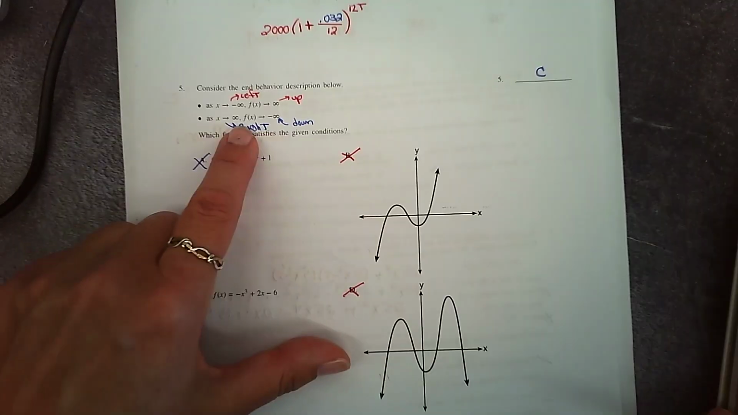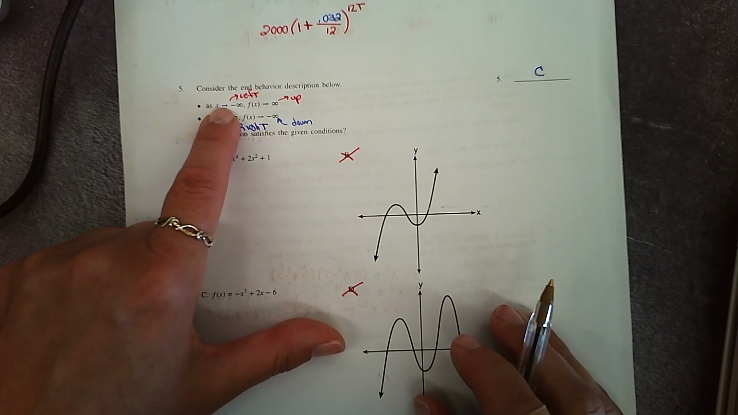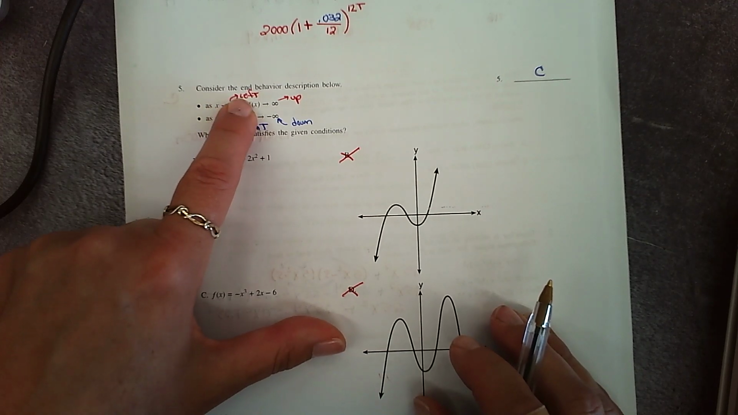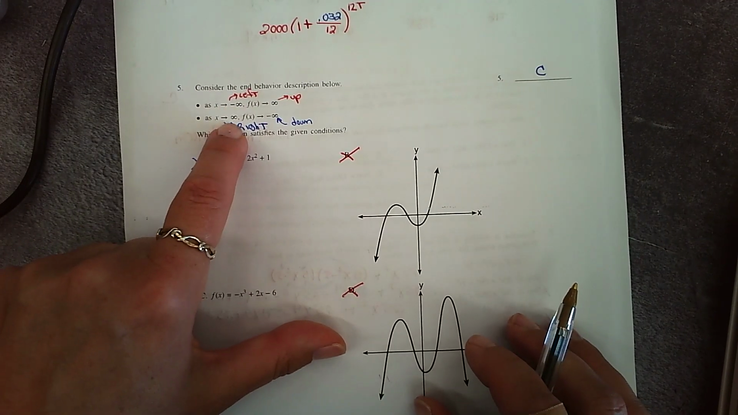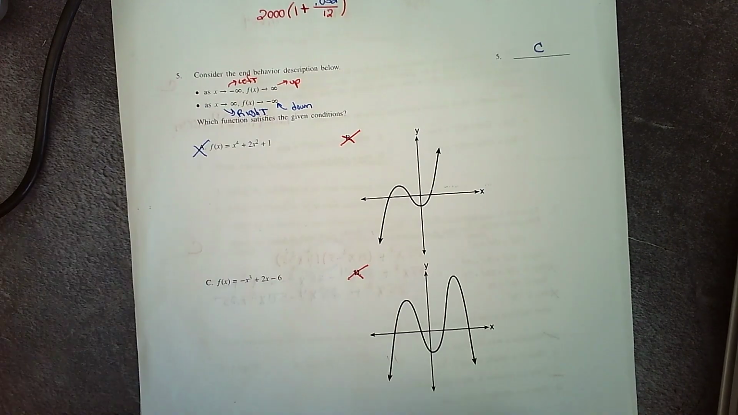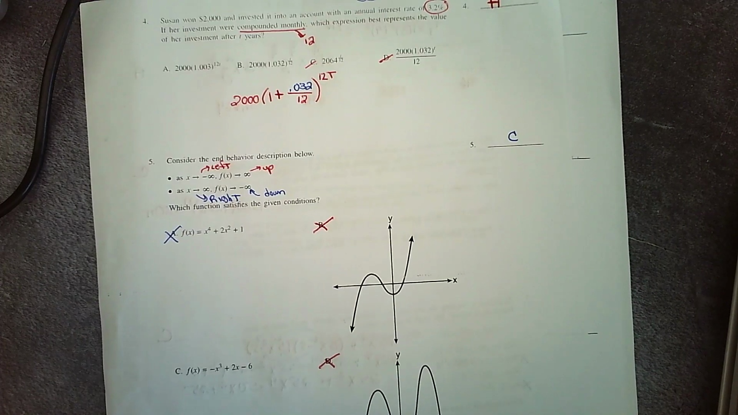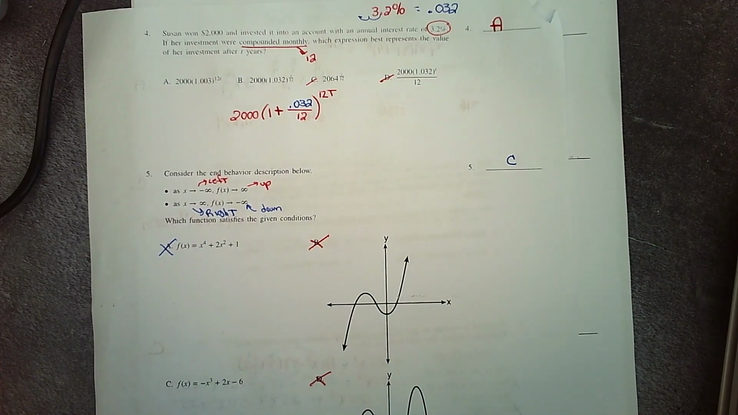If you see things like that, x arrow negative infinity means to the left, x arrow positive infinity means right, and the other ones mean up or down. All right, so that's the first 5 questions.